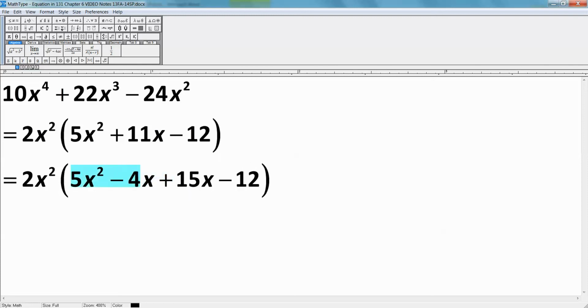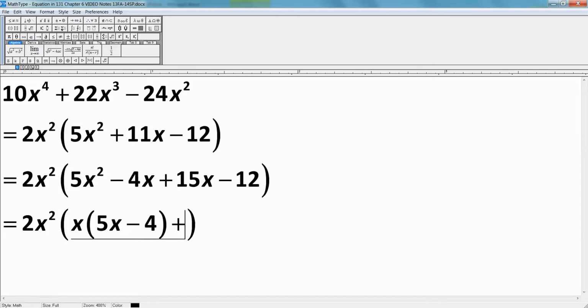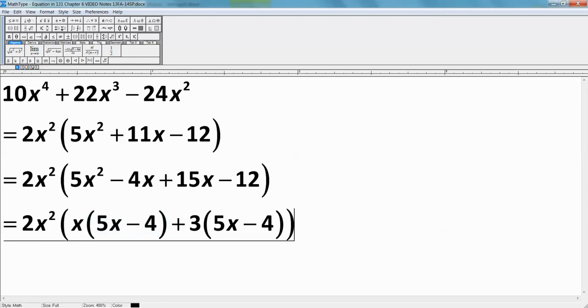So I'm going to group together the first 2 terms mentally and look at them and say, okay, what do they have in common? Well, they both have an x. So this is going to be equal to 2x squared. The first 2 terms both have an x. That would leave me 5x take away 4. And the back 2, they both have a 3. That leaves me 5x take away 4, which is good. You need these parentheses to be identical for factoring by grouping to work.